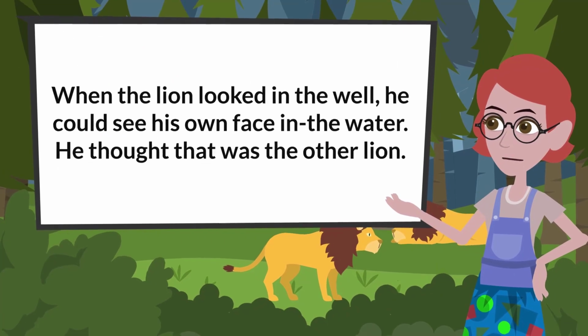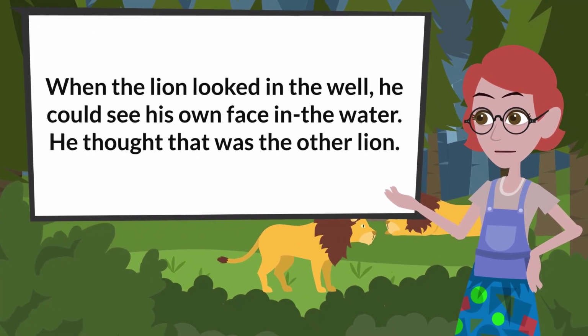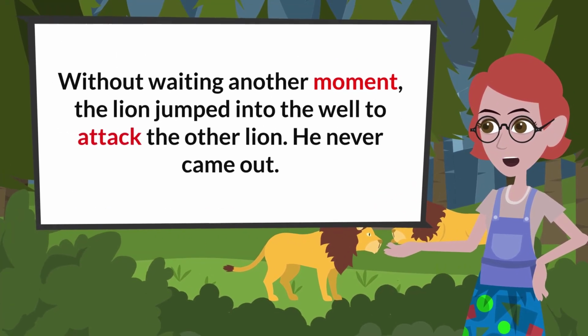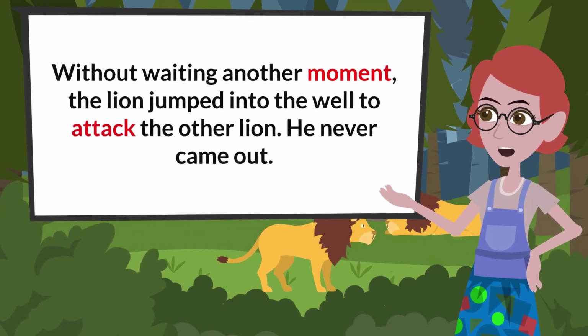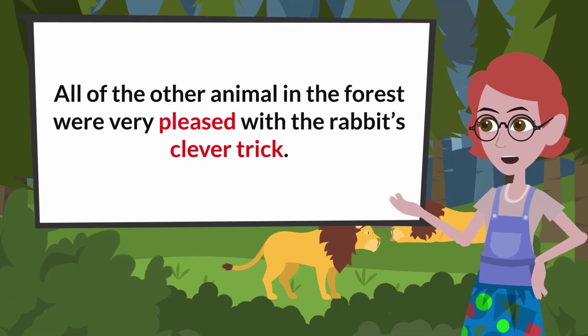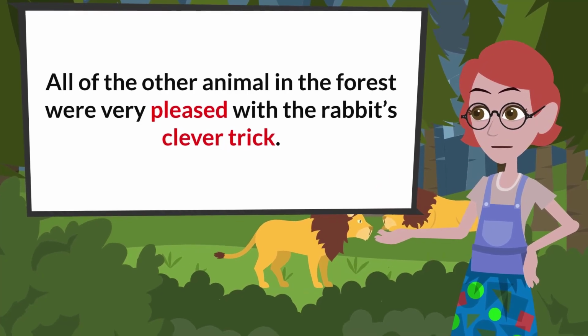When the lion looked in the well, he could see his own face in the water. He thought that was the other lion. Without waiting another moment, the lion jumped into the well to attack the other lion. He never came out. All of the other animals in the forest were very pleased with the rabbit's clever trick.